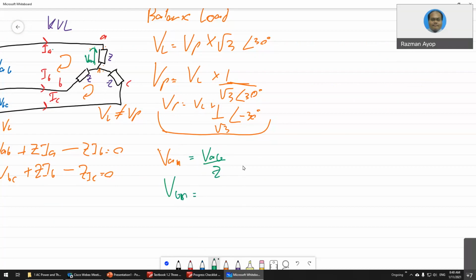VBN is equals to VBC divided by Z. VCN is equals to VCA. Remember again, this one is C, this one also C. Divided by Z. So you already obtained the phase voltage at load. Oh sorry, this one is not right. Oh sorry, I used the wrong formula.